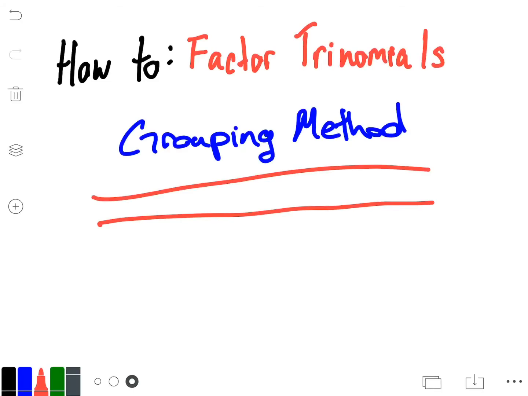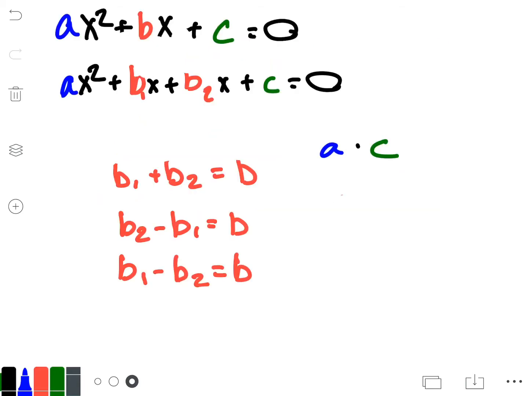Today in this video we will be covering how to factor trinomials with the grouping method. In our previous video we used the x factor method to factor equations in standard form, ax squared plus bx plus c equals 0, but that really only works if a is already equal to 1 or if a can easily be manipulated to equal 1. So that's where factoring by grouping can help us out quite a bit.